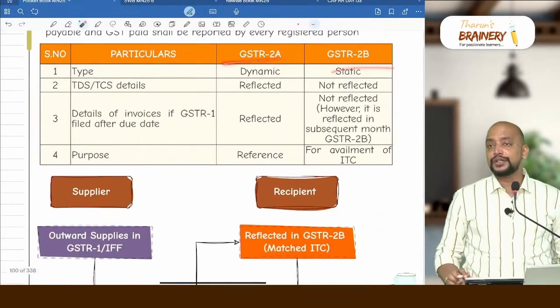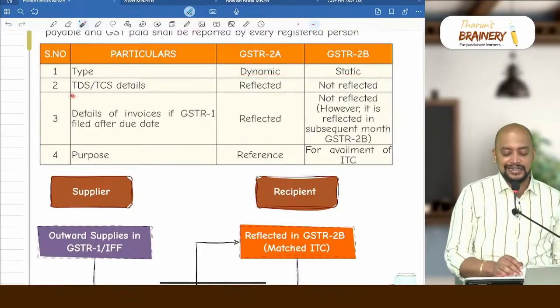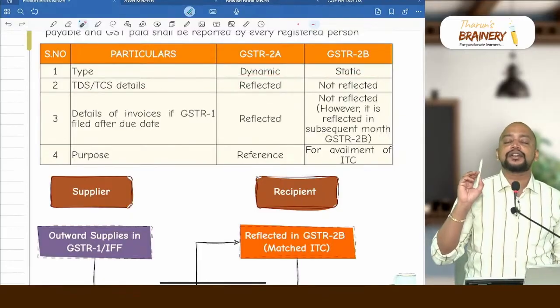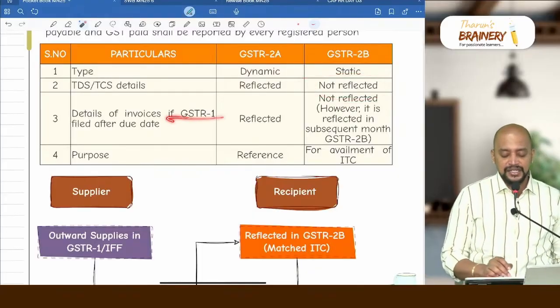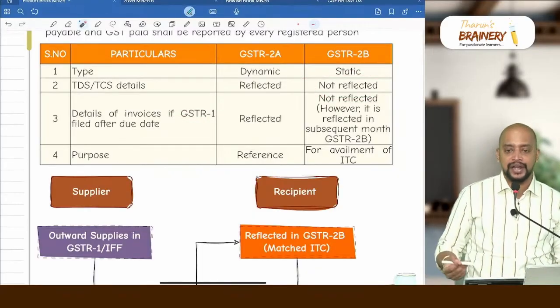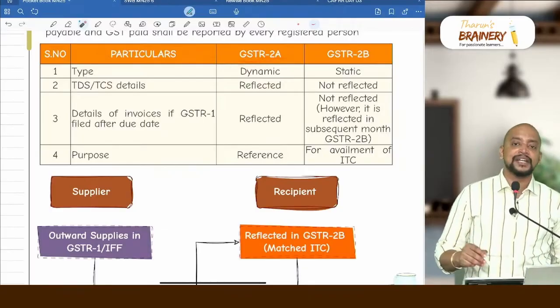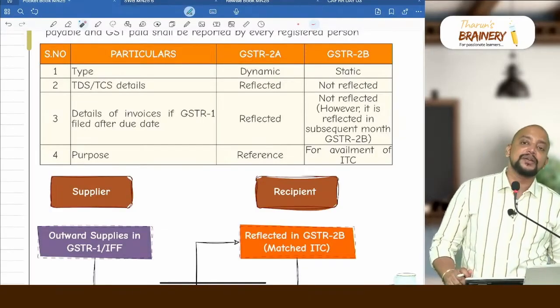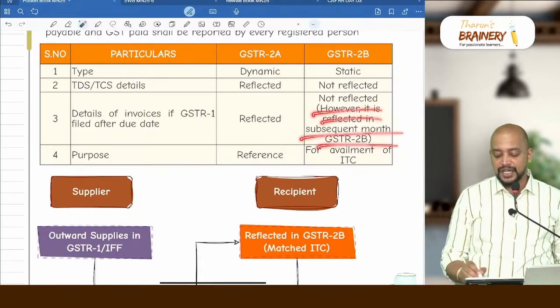What is the difference between 2A and 2B? Type of document: 2A is dynamic and 2B is static. TDS, TCS details will be reflected only in 2A but not in 2B. Details of invoices if GSTR 1 is filed after the due date: 2A gets updated automatically, but 2B will not. It will be reflected in the next month's 2B. However, it is reflected in a subsequent 2B.